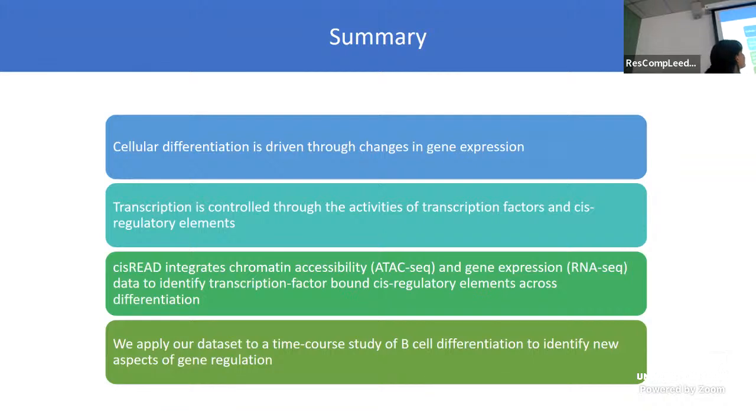So just to summarize quickly, gene regulation is important for programming how cells differentiate, and on the transcriptional level, it's controlled by the interactions between cis regulatory elements and transcription factors. What we've done is we've worked on this method, which integrates sequencing data sets in order to identify and prioritize those that are important to the differentiation process. And we've applied it to this study of B-cell differentiation and used it to understand how genes are regulated in this process.